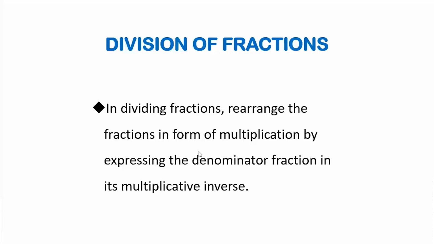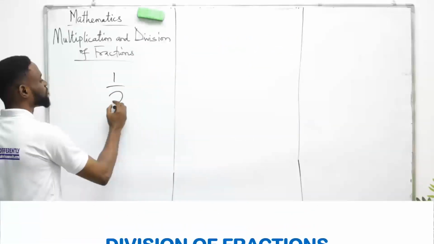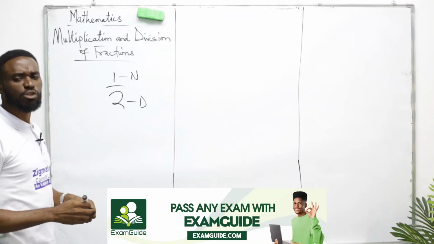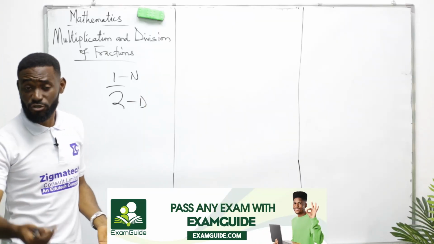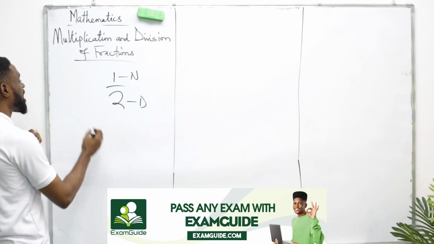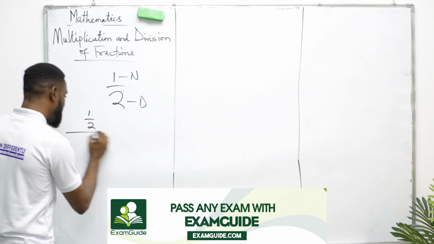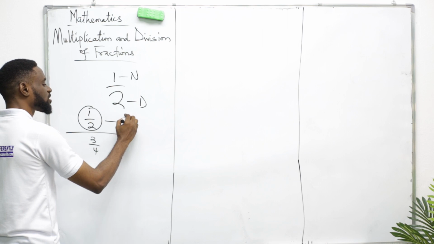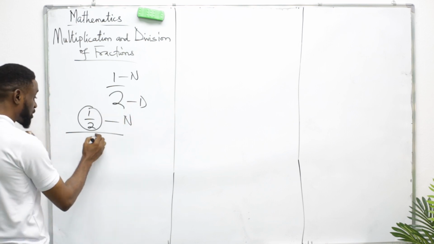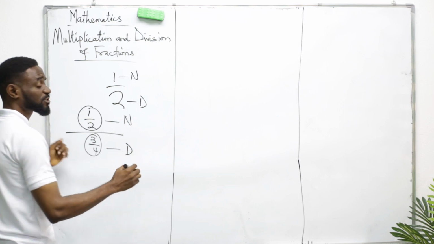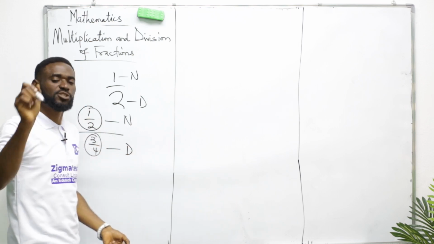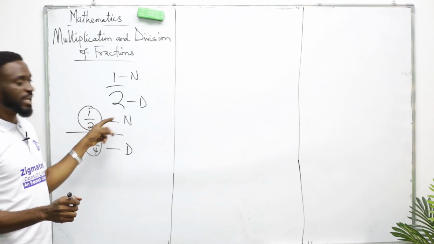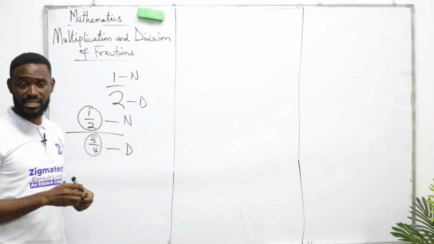Just as in real numbers, let's say we have 1/2. This is the numerator and this is the denominator, right? So also it is when we have two fractions dividing themselves. If we have 1/2 divided by 3/4, it means this whole fraction is the denominator, and this is the numerator. Because this whole fraction is the denominator, that is why I called it the denominator fraction. This is the numerator fraction in this division of two fractions. Do you understand that now?